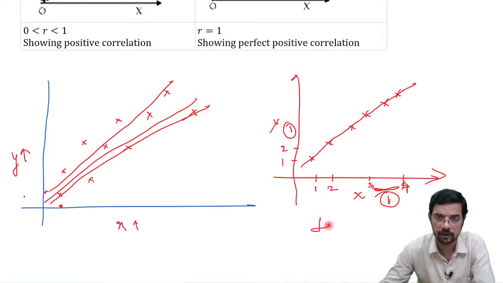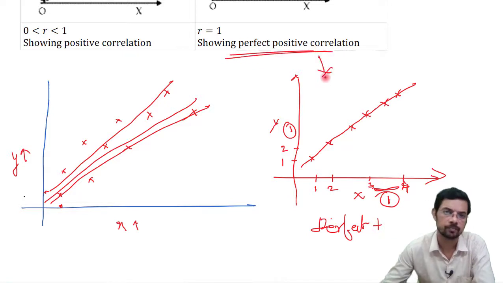This is called perfect positive correlation. We have written here perfect positive correlation. When the points are a little bit random but still showing positive correlation, we say that it is a positive correlation.